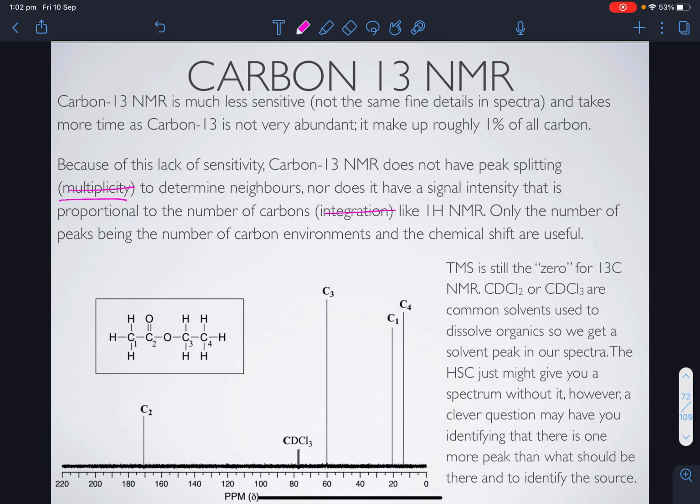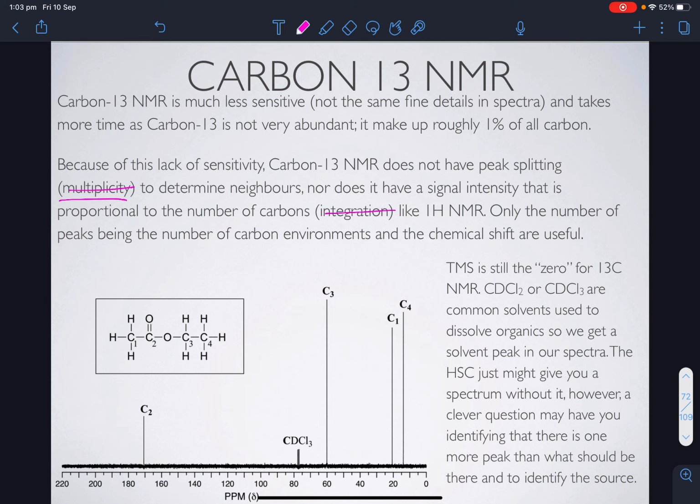So all we've got left with carbon is the number of peaks, and here instead of hydrogen environments they're carbon environments, and the chemical shift. That's all that we can get from carbon-13 NMR. So less information. If we want to learn more about the structure of how things are bonded, we get a bit less information from carbon-13, but it still could help us out a bit.